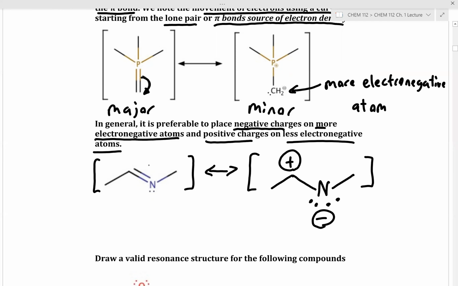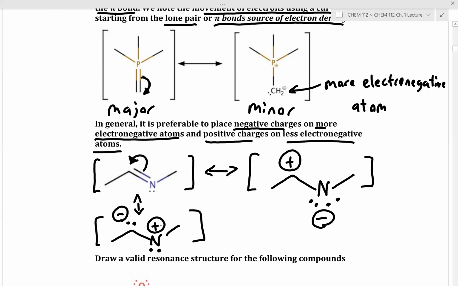Let's showcase that. So we can push our lone pair. We can push our double bonding electrons towards carbon to make a lone pair. And that in turn generates the following resonance structure. This one has a negative charge on carbon and a positive charge on nitrogen.